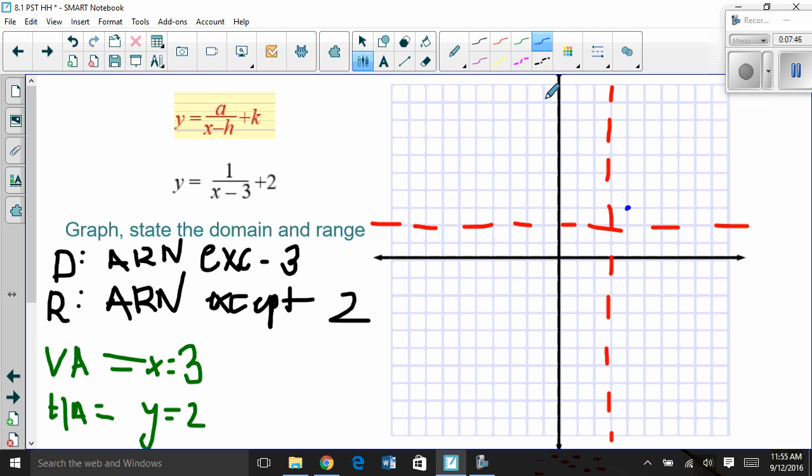Alright, I'll try to pick another one here that would work. There's not really one that would work too well, but we'll do 5. So 5 minus 3 is 2, so 1/2. So we'd have 1/2 plus 2, which would be 2.5. So we'd have 5 and then up to 2.5.